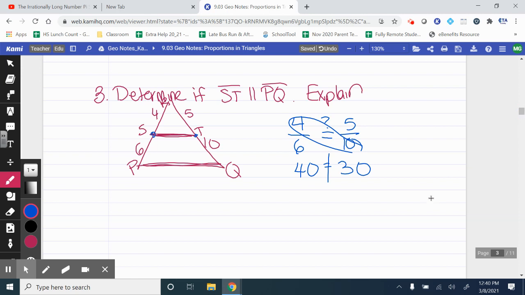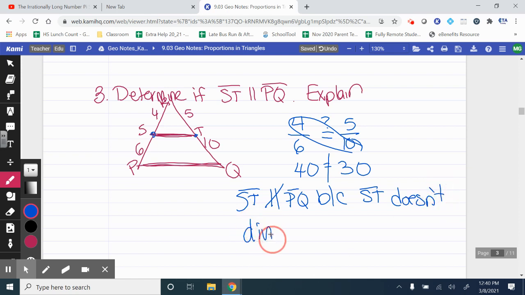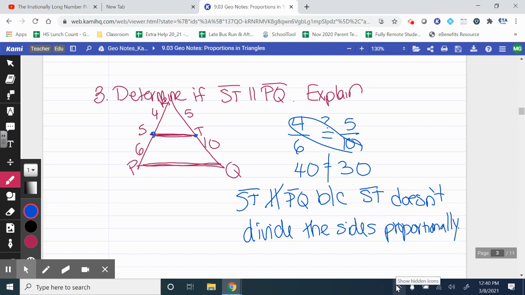So they are not proportional, which means segment ST is not parallel to segment PQ because segment ST does not divide the sides proportionally. And that was actually a Regents question, including the explain part. So very important that you can explain there.